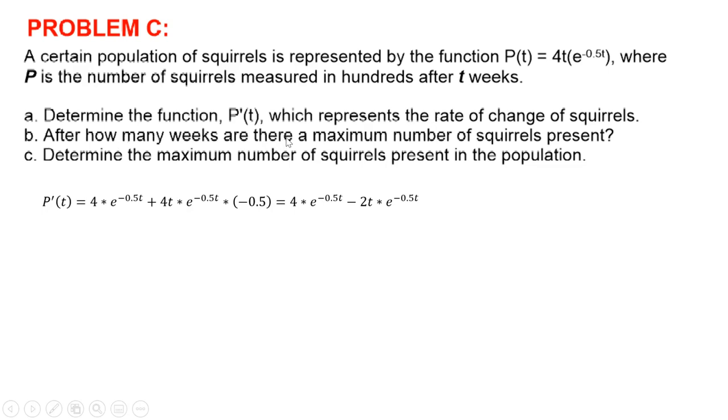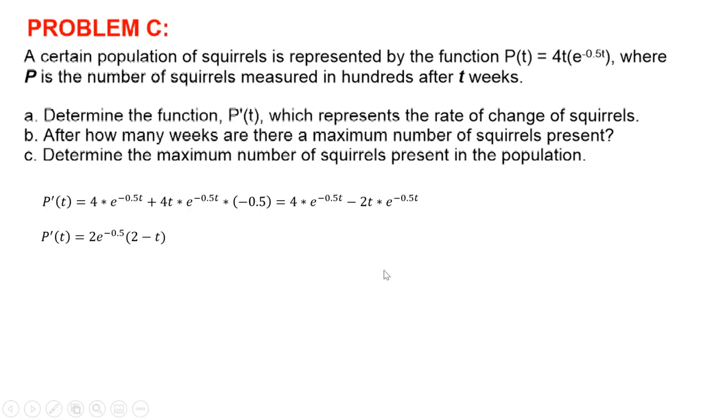After how many weeks is there a maximum number of squirrels present? So I'm thinking, how can I figure out where this thing reaches a maximum? Can I get some feedback from you on that? If what I'm trying to do is figure out where this thing reaches a maximum, and I have the derivative, we've done maximization and optimization before in this course. What am I going to do with this in order to figure that out? Thank you, Sarah. Only one response, but thank you. It's the right response. Set the derivative equal to 0.